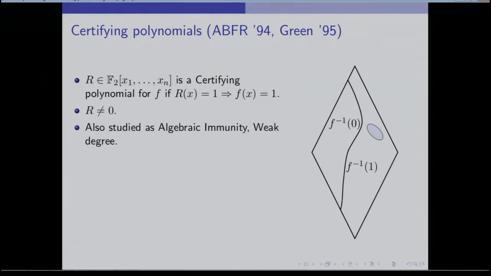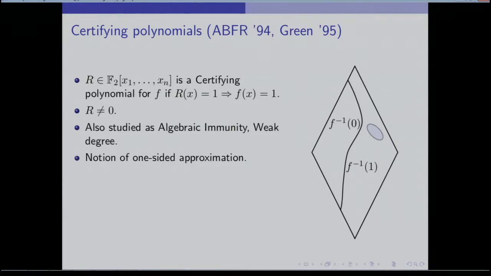So this has been studied actually quite a bit in the literature already. It's closely related to a real version that was introduced, as far as I know, by Aspnes, Beigel, Furst, and Rudich in a classical paper in the 90s. This particular definition was introduced under the name weak degree, in a paper of Fred Green's in the mid-90s. Okay, it's also been studied in the crypto community quite a bit. They call it algebraic immunity.